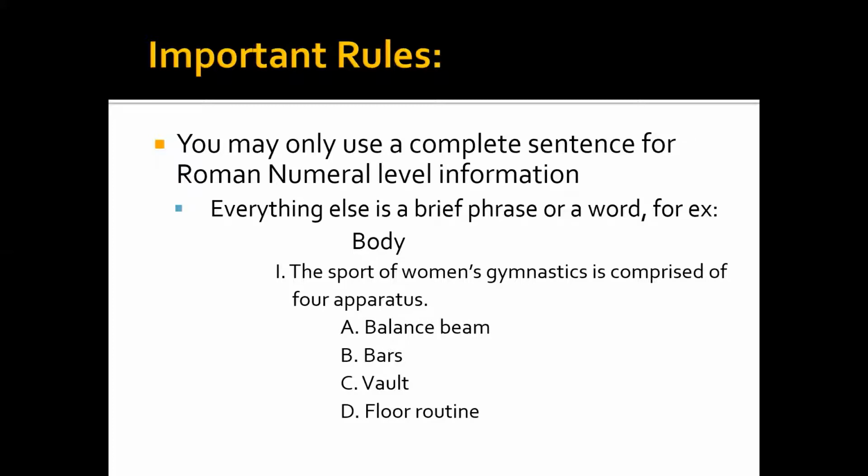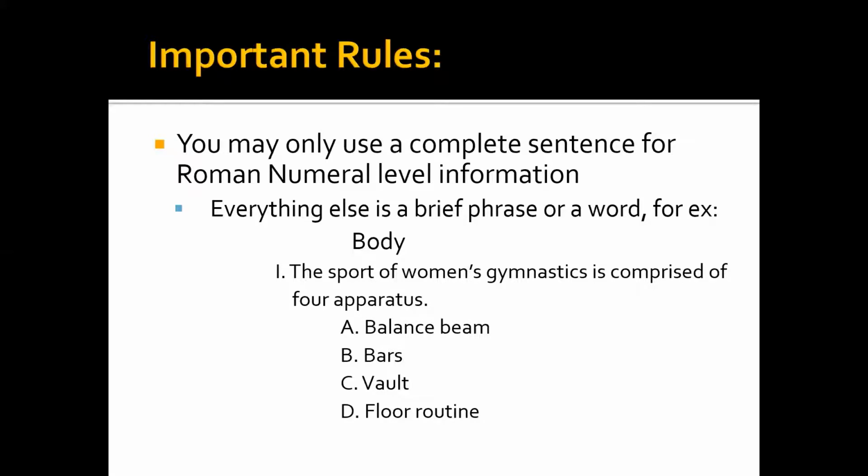For example, in our example, we have Roman numeral 1 is a complete sentence. It's a main point. The sport of women's gymnastics is comprised of 4 apparatus. And here are my subpoints. A, balance beam. B, bars. C, vault. D, floor routine.